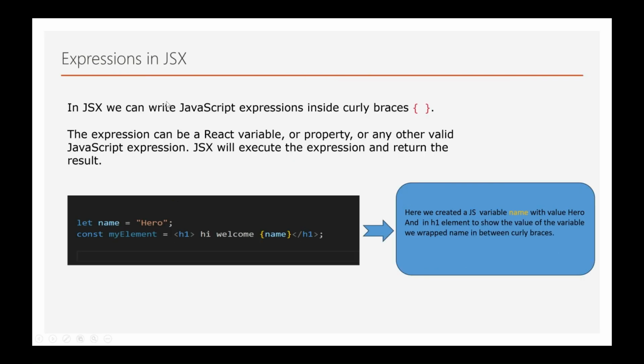Now let us understand how to write expressions in JSX. In JSX, we can write JavaScript expressions inside curly braces. The expression can be a React variable, or property, or any other valid JavaScript expression. JSX will execute the expression and return the result.